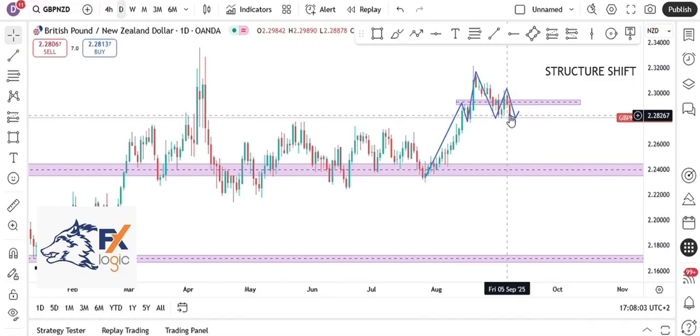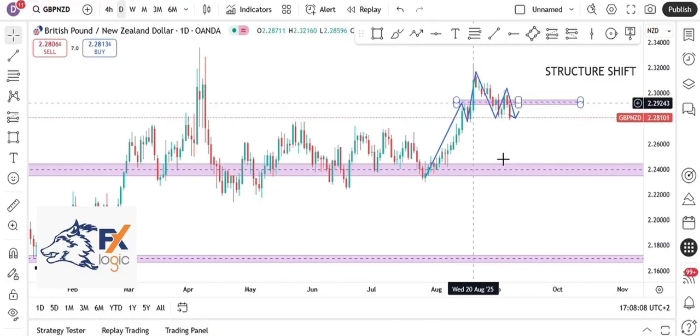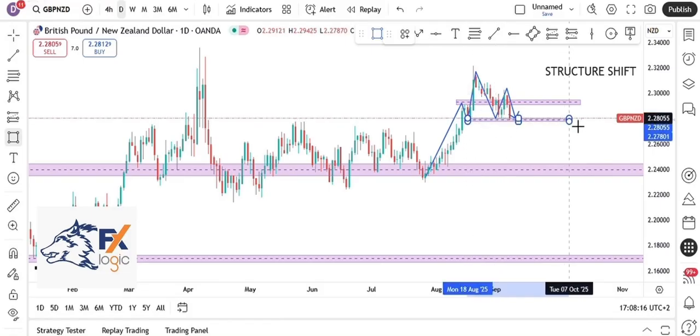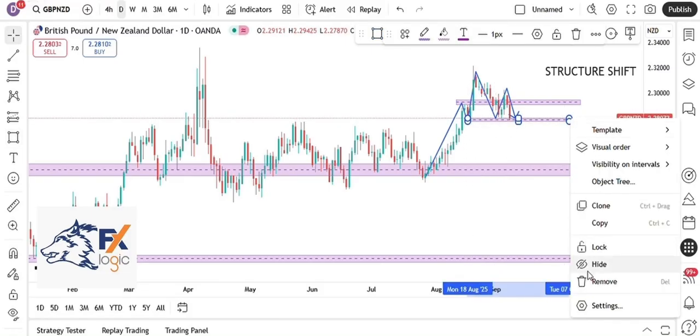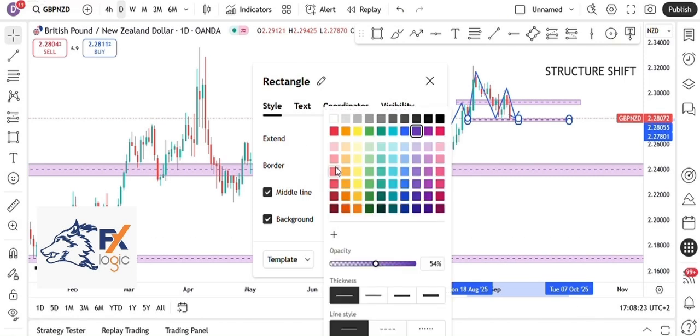So this is structure shift, not break of structure. Break of structure is when this low has been taken out, so this higher low. All right, so right now we do this. Let's change the colors. Let's make this green.